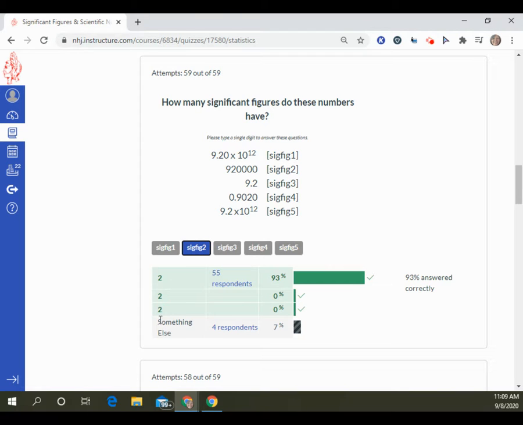Well, the second one only has 2. Most people got it right. But you can see non-zero digits. Those are the 2. There is no decimal portion, so there are no trailing zeros in the decimal portion, and there are no zeros in between anything.